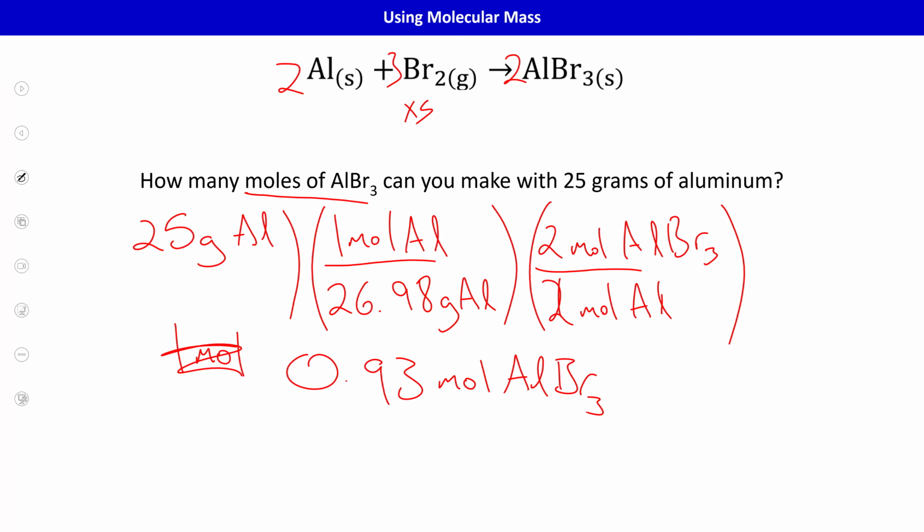Just because the bromine is there doesn't mean it's part of this conversion factor. Because we know we have enough bromine, we're not running out of bromine, so this conversion factor is just going to be for aluminum bromide.